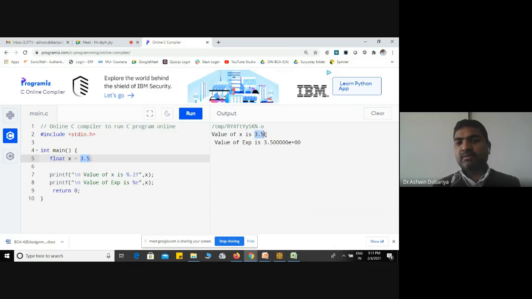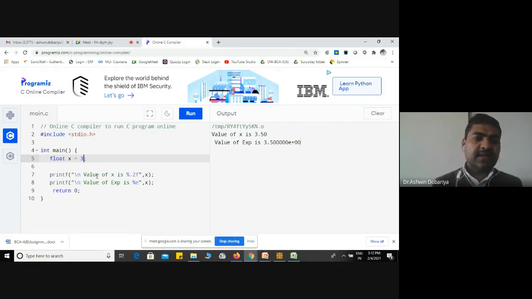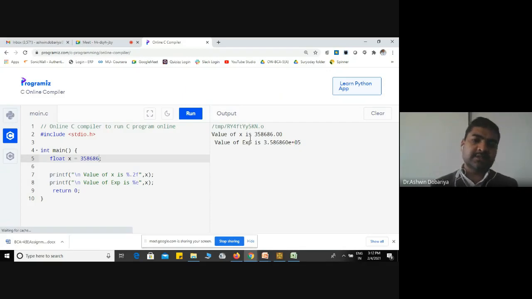See here, this is a normal floating value, and this represents it in exponential format, right? Suppose I mention a big value like this and run this program. Now it is different over here. This is the original value, but in exponential format. The meaning of this is this number multiplied by 10 raised to this value. That is again the rules of mathematics.